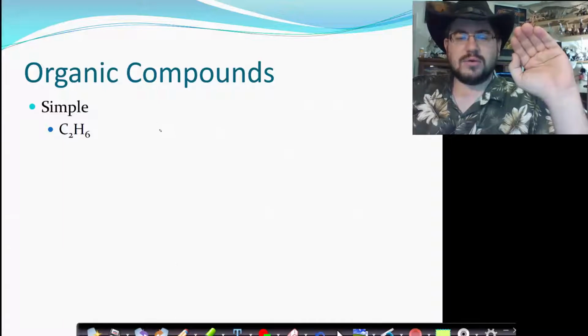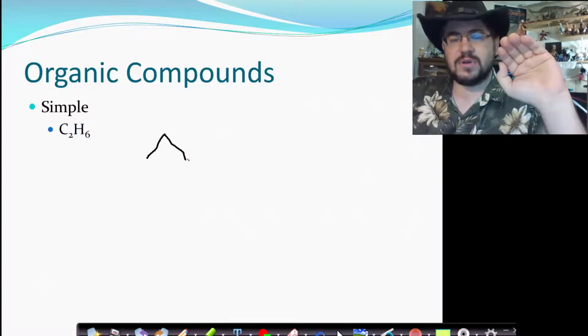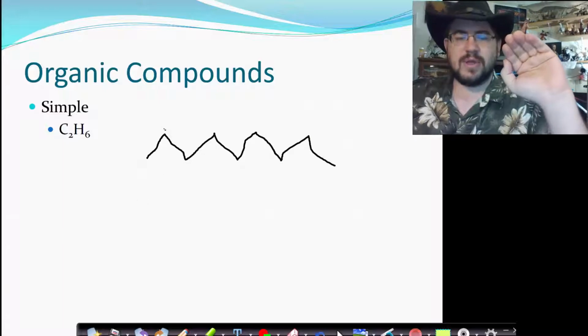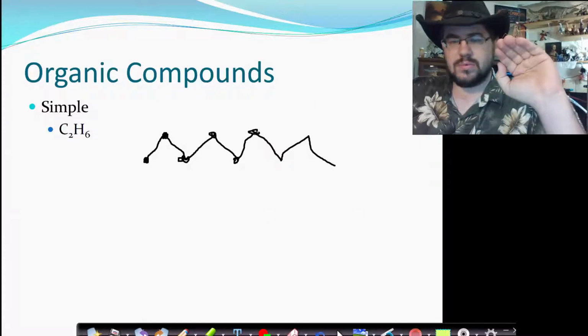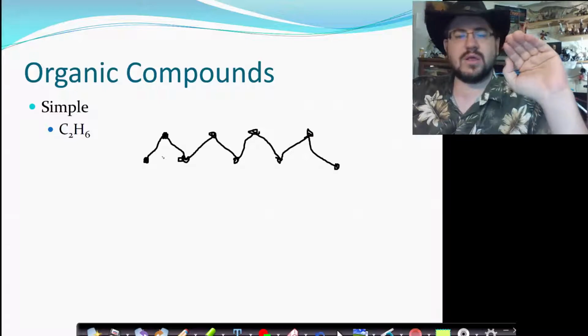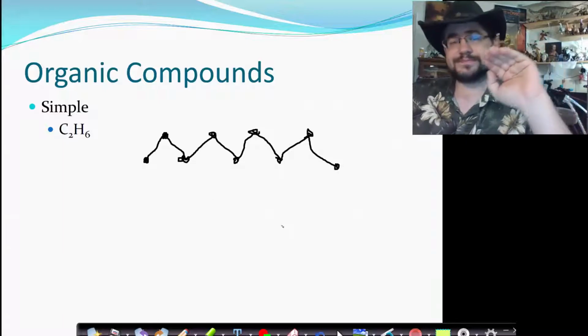So when we do drawings of organic compounds, we'll often do little lines like this. Anyway, each one of these things right here, each peak, each point is considered a carbon. So, how many carbons do I have here? All right, so these are all carbons. 1, 2, 3, 4, 5, 6, 7, 8, 9 carbons in this compound.